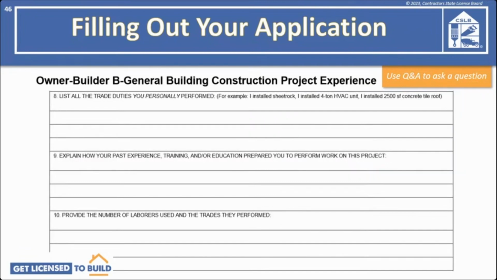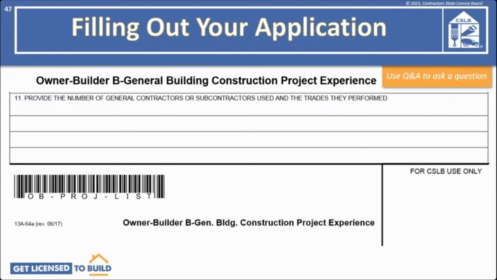Parts of the application, Owner Builder B, General Building Construction Project Experience, Part 2 of 3. In boxes 8 through 10, you will need to provide more detailed information about the project. Part 3 of 3, question 11 asks if other general construction contractors worked on the project and what trades they performed. Remember, this information should be as complete and accurate as possible.